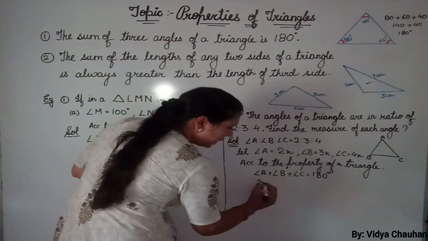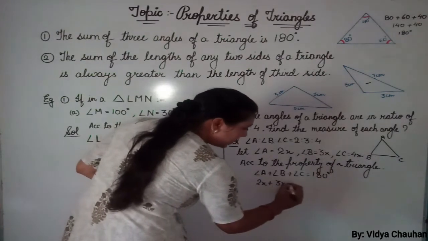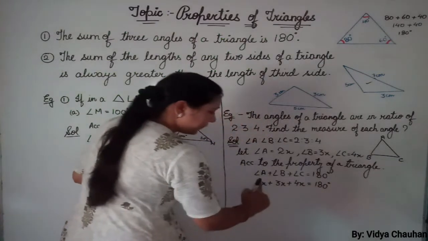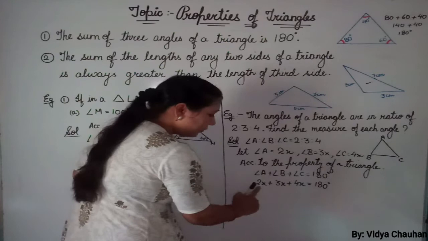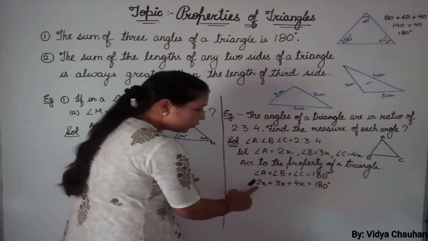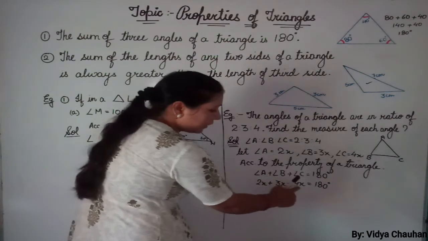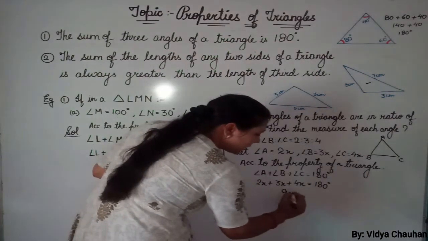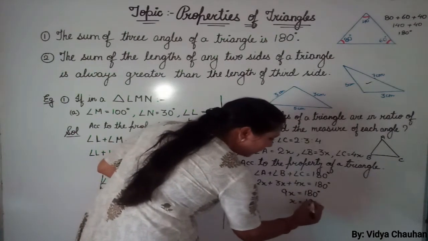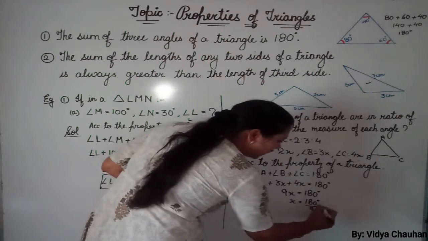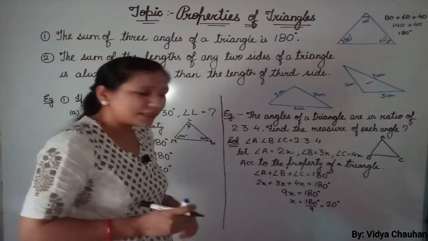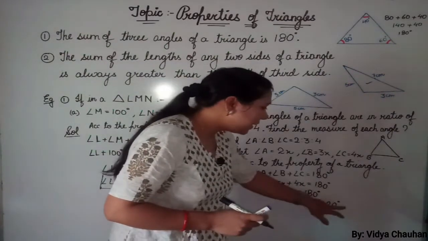Put the values. Angle A is 2x, angle B is 3x, angle C is 4x, equal to 180. Since all the three terms are with x, that means we can add all these three terms. So 2x plus 3x is 5x. 5x plus 4x gives us 9x equal to 180. To get the value of x, we divide 180 degree by 9. So the value of x is 20 degree, right? So the value of x is actually 20 degree.